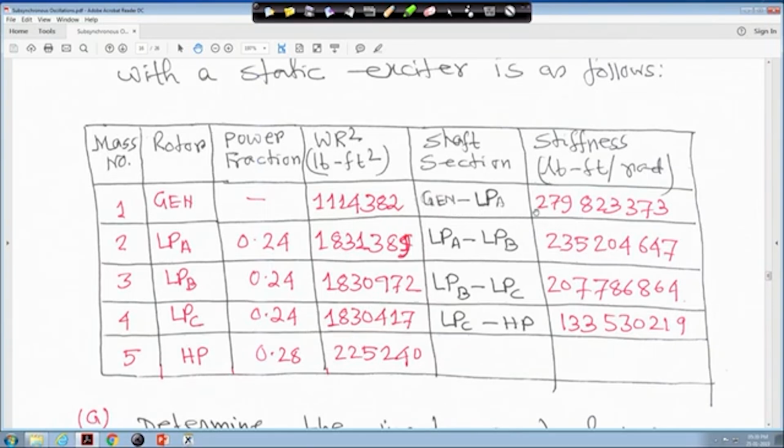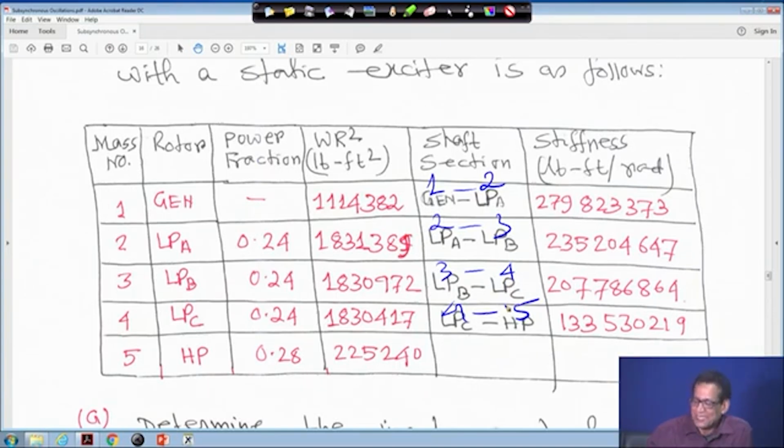This is the generator, this is actually your generator to LPS. So, this is section 1 to section 2, and this is section 2 to section 3, section 3 to section 4, and section 4 to section 5. So, 1 to 2, 2 to 3, 3 to 4, and 4 to 5. So, there are 4 sections, 5 masses, so 4 shafts.